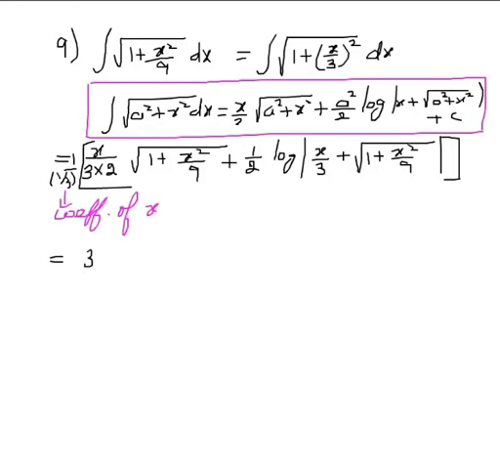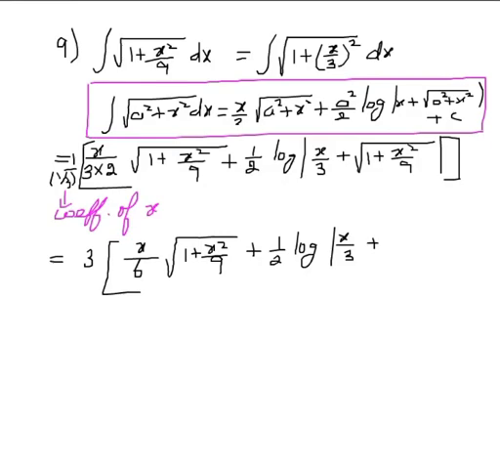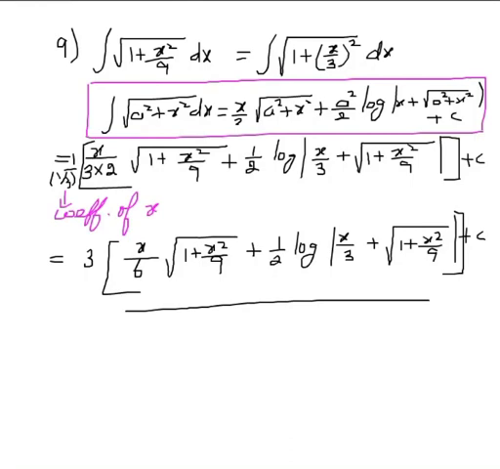So it becomes 3 times x by 6 root of 1 plus x square by 9, half log of x by 3 plus root of 1 plus x square by 9. I'll write plus c here, plus c. You may take LCM and simplify, or I will show you the other method by taking 9 out.